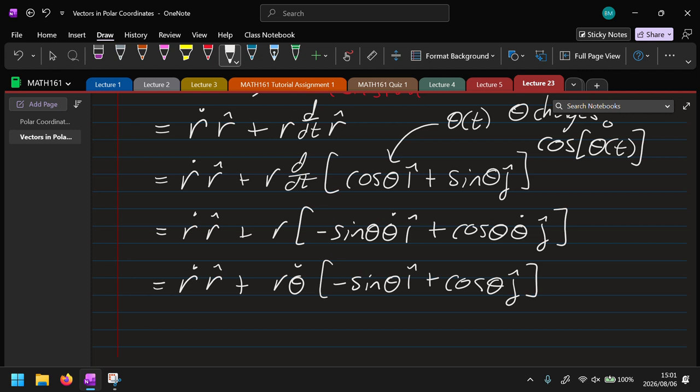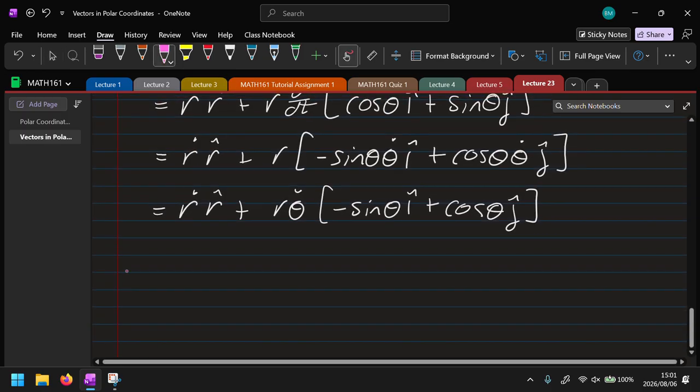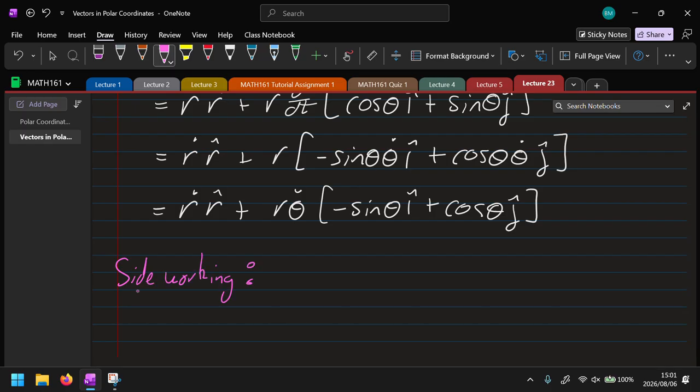Okay. Now we're left with that stuff in brackets. We need to figure that out. So we're going to do a little bit of side working here. I'm going to claim that that stuff in brackets there is actually theta hat. So how do we see that? Let's go back to the diagram. We had r hat doing something like that, and theta hat was always perpendicular. Right? It's always perpendicular to r hat.